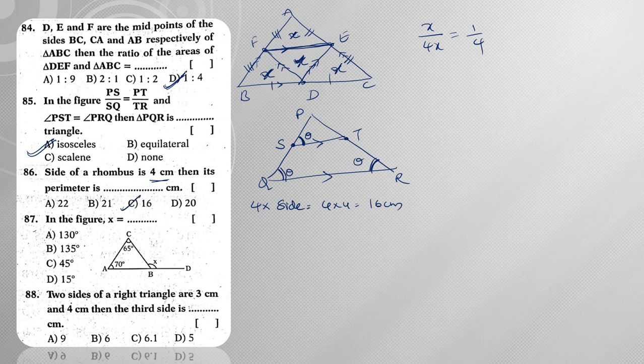Next, here x is nothing but the exterior angle of this triangle. So which is given by x is equal to 70 plus 65. So which is nothing but 135 degrees.